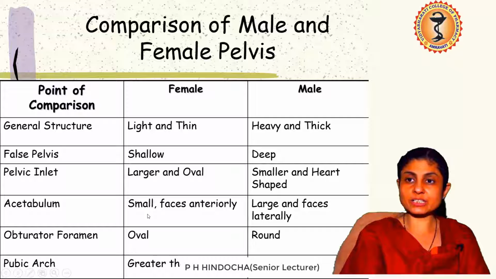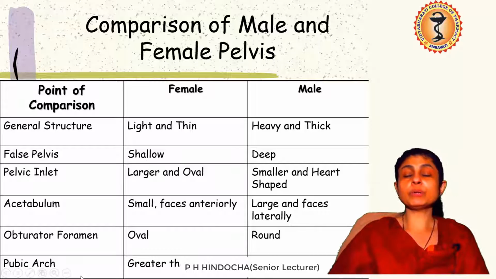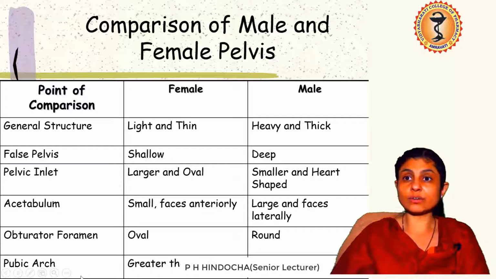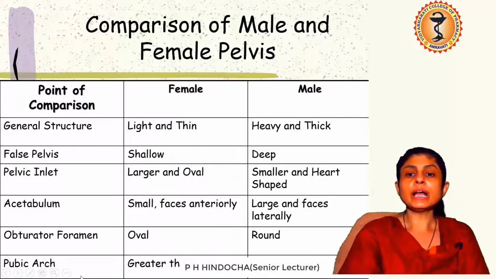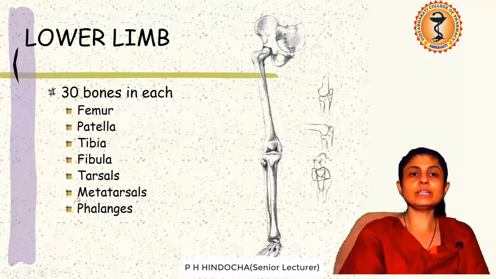The acetabulum, which attaches itself to the femur: female has a small one that faces anteriorly, while in the male body this cavity is large and faces laterally, that is towards the side. The obturator foramen, again for the female body, is oval, much similar to the pelvic inlet. In the male body, it is round. The pubic arc for the female body is wider for the sake of being able to give birth, and in the male body it is narrow, less than 90 degrees.